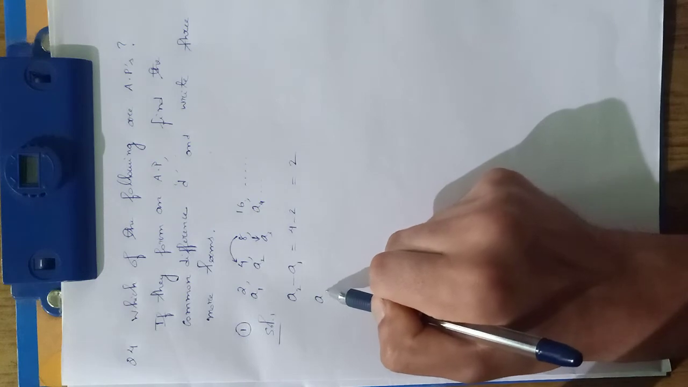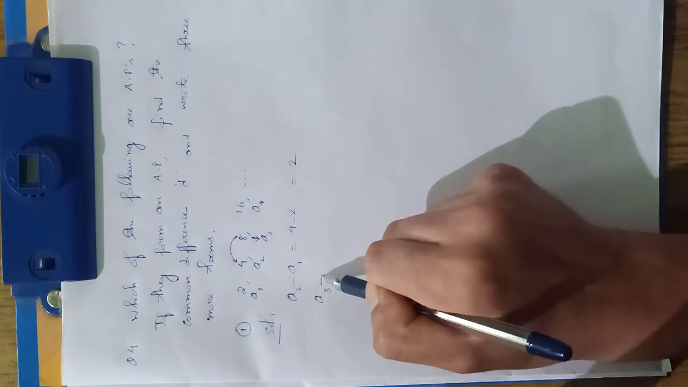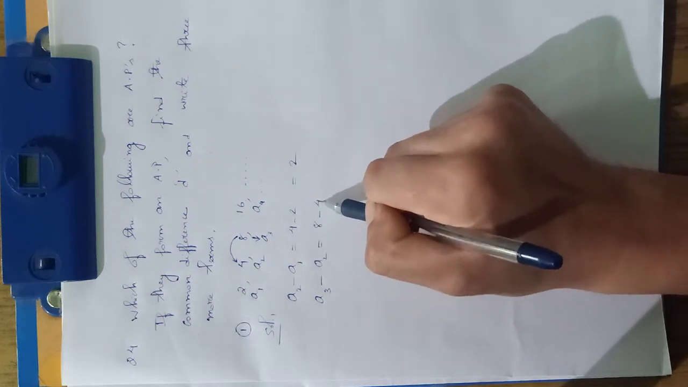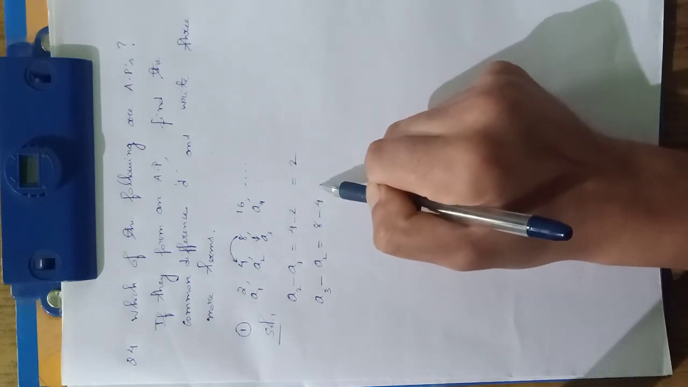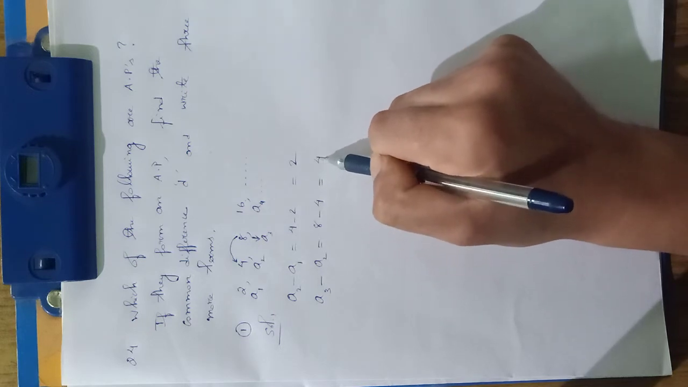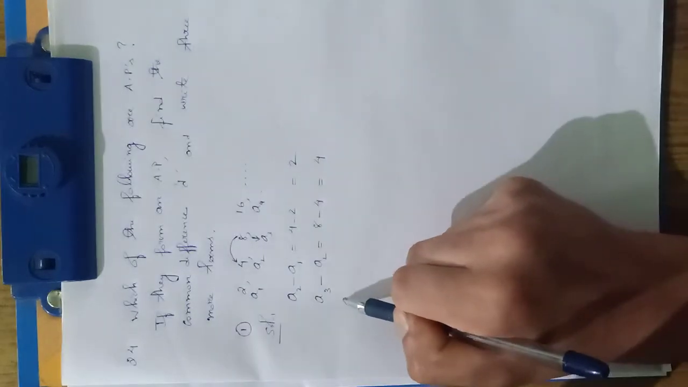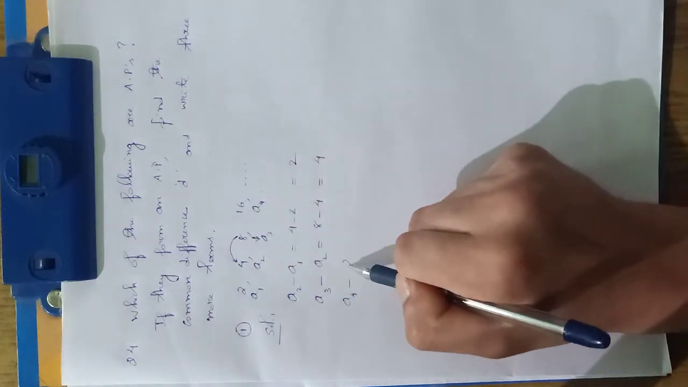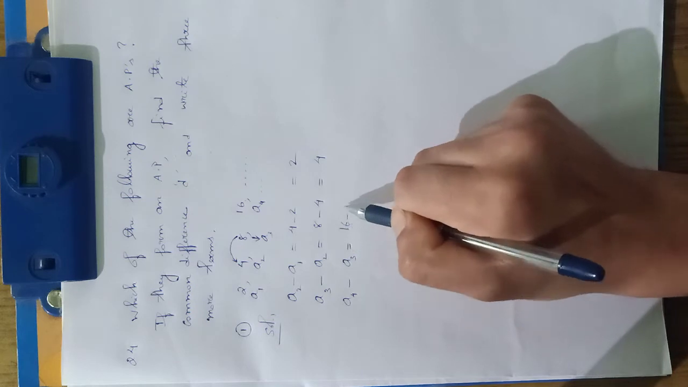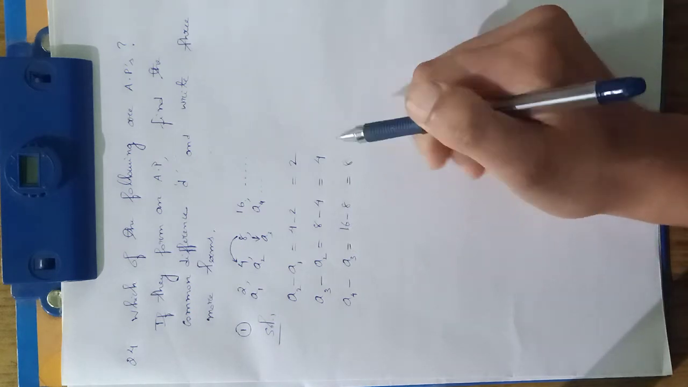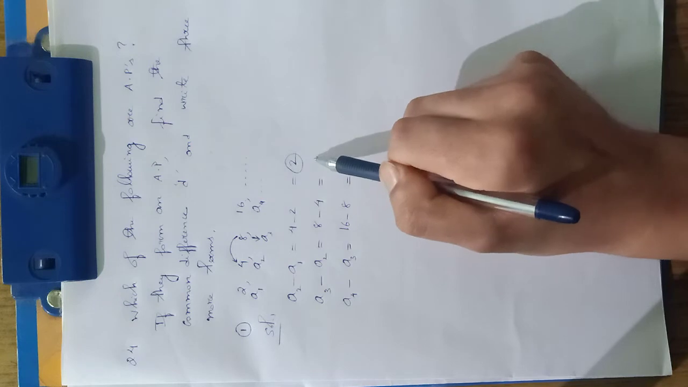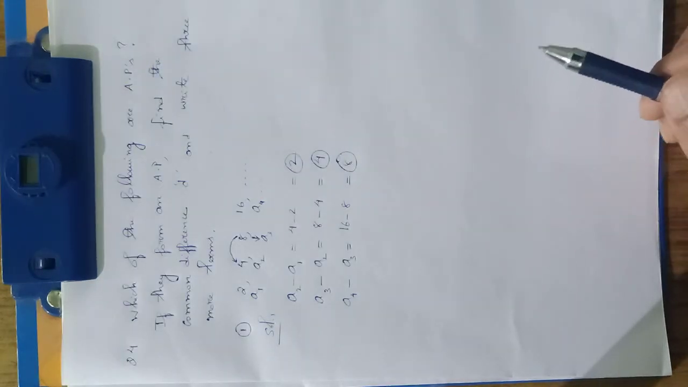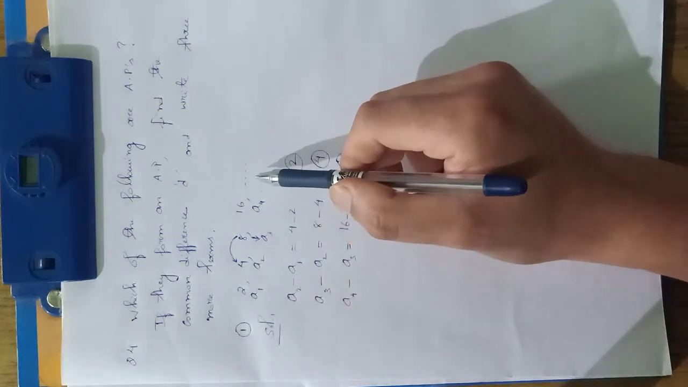If I choose the third term, then I have to subtract its preceding term, that is A2. So 8 minus 4, that is equal to 4. Now if I choose the fourth term, then I have to subtract its preceding term, it is A3. So 16 minus 8, that is 8. Here we see that the differences between the consecutive terms are not equal. Therefore, the given series is not an arithmetic progression.